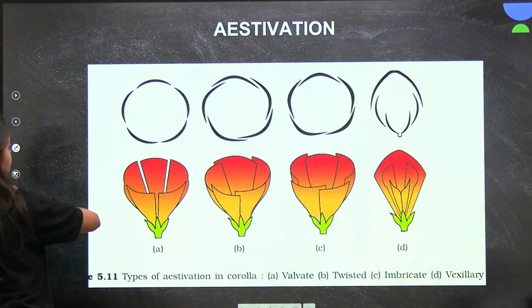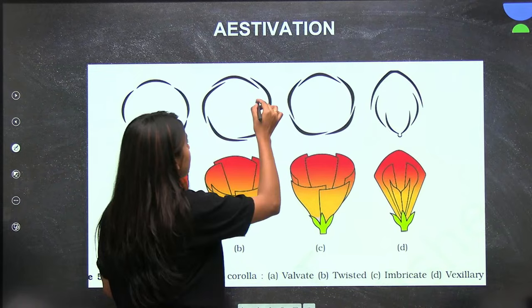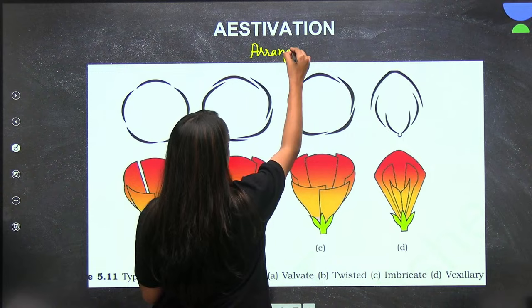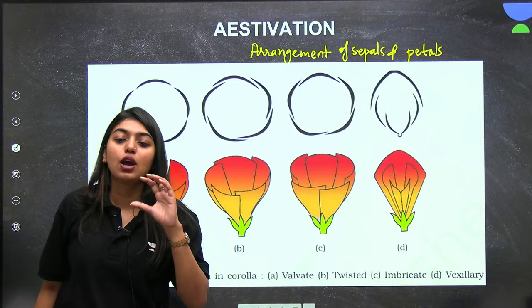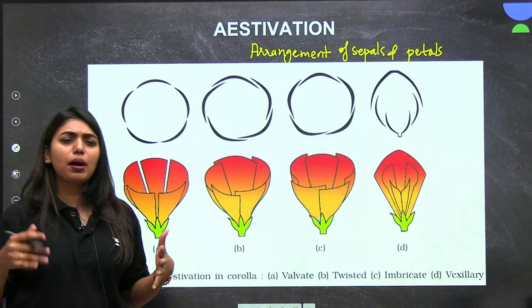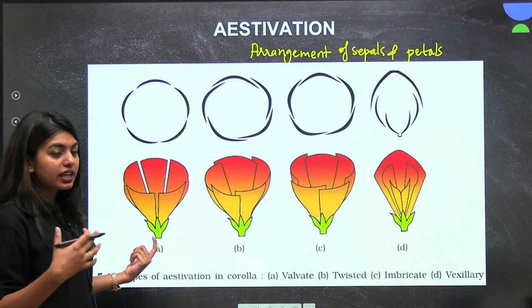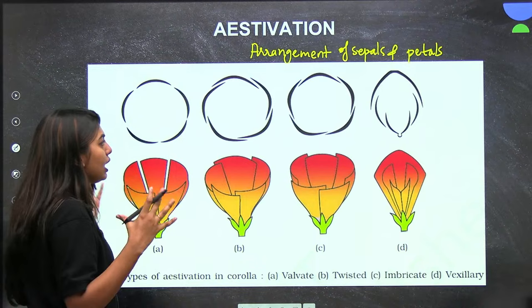Clear? Yes, fine. Now, students, depending on the arrangement of sepals and petals, we have something called aestivation. That means how the sepals and petals are arranged. The arrangement of sepals and petals is called aestivation. We studied phyllotaxy, leaf arrangements, pinnately, palmately, simple, compound, and inflorescence. Here you are studying aestivation. Depending on that, there are four types.